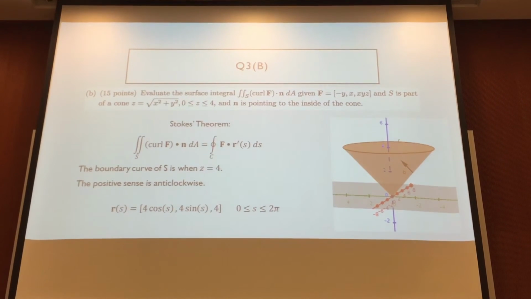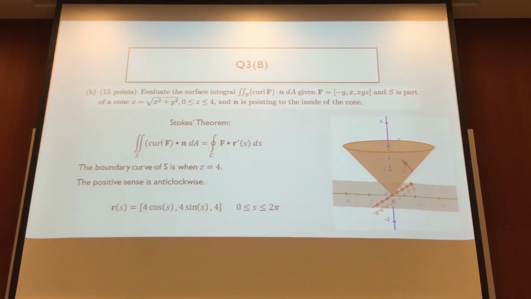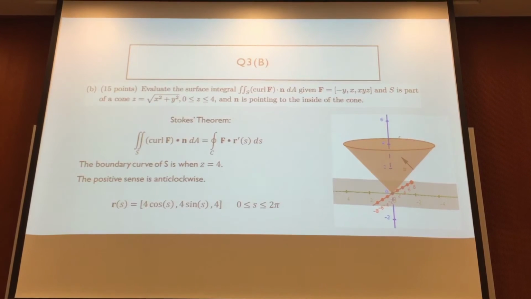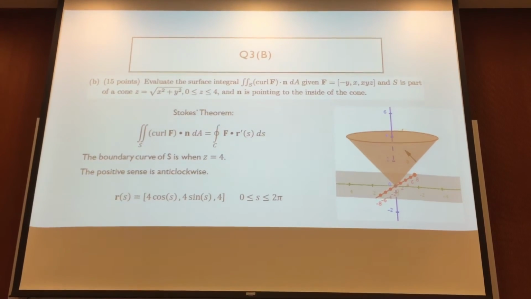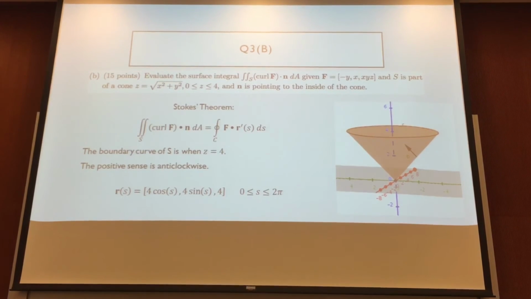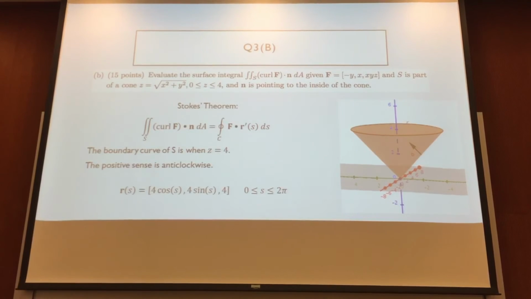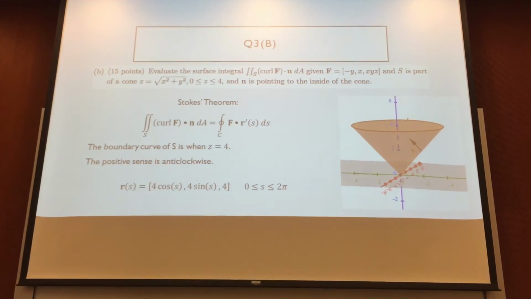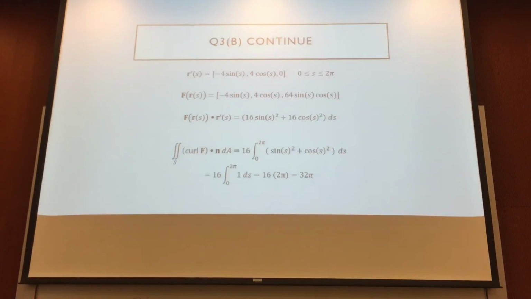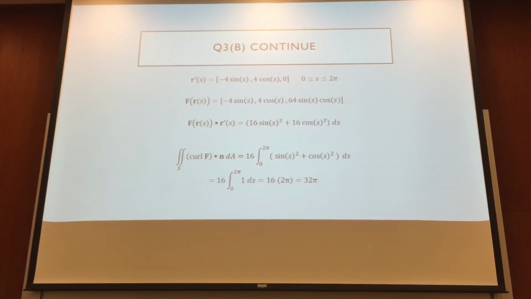And then according to Stokes' theorem, the positive sense of that curve should be anti-clockwise, because if we use the right-hand screw rule, we know that your thumb points in the normal vector direction, and the rest of your fingers are supposed to point in the positive sense of the curve. So that's why it's anti-clockwise. And then we just parametrize it and then you just do this. This is all easy, and then you get that answer.